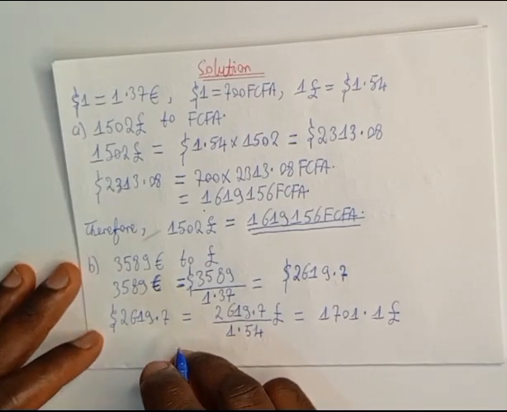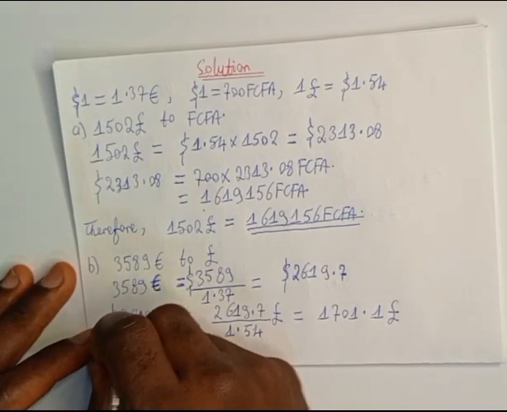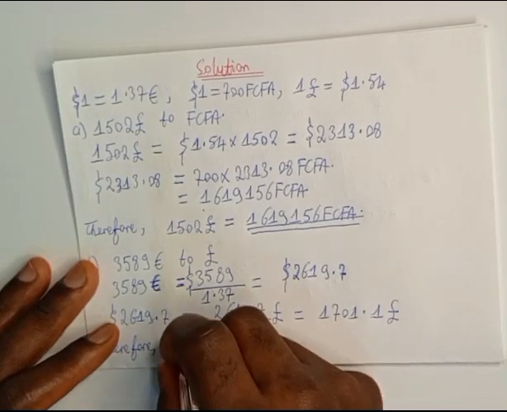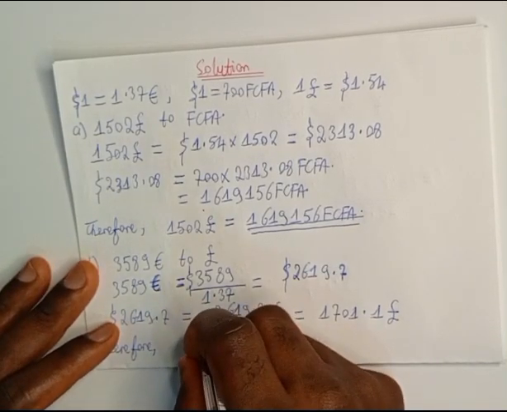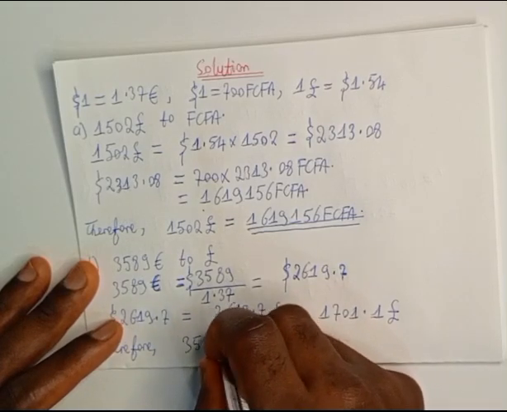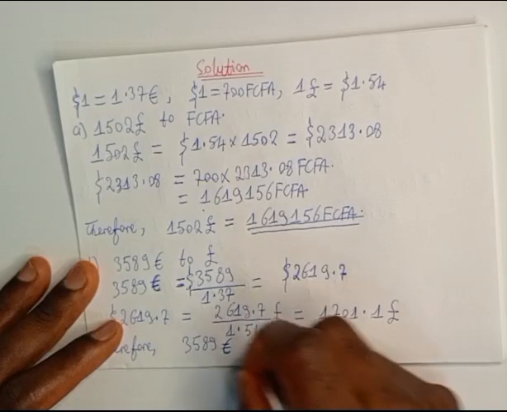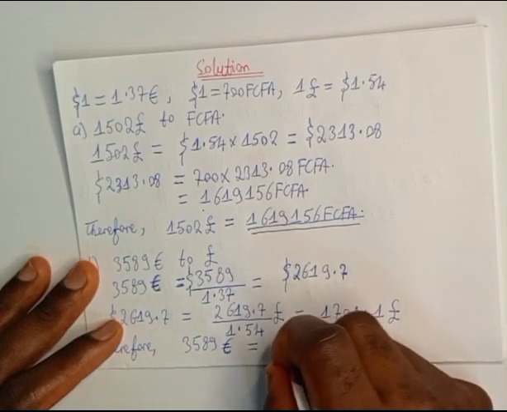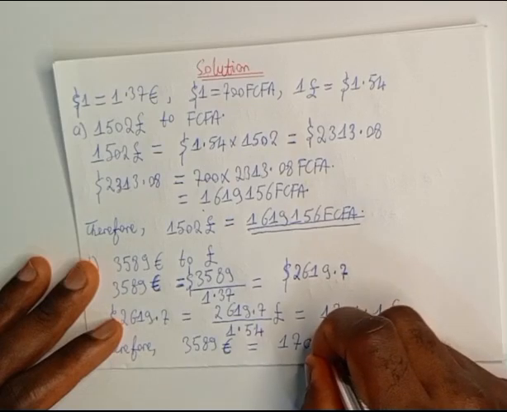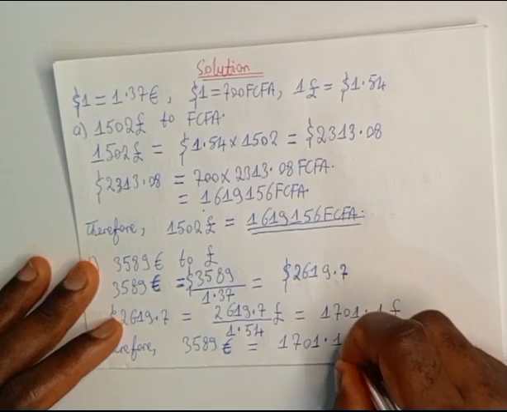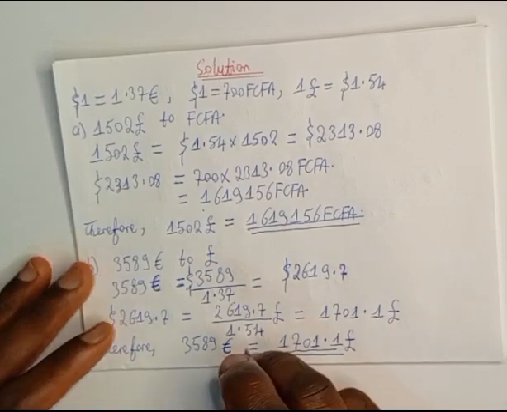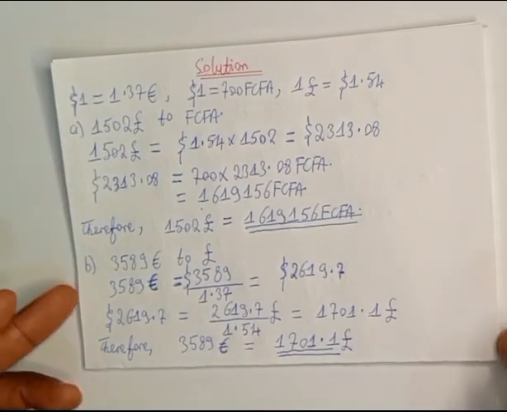If we conclude, therefore, the amount 3,589 euros is simply equal to 1,701.1 pounds. We go to C.